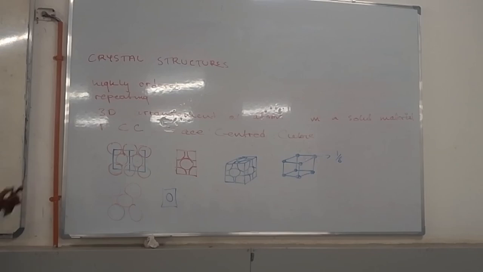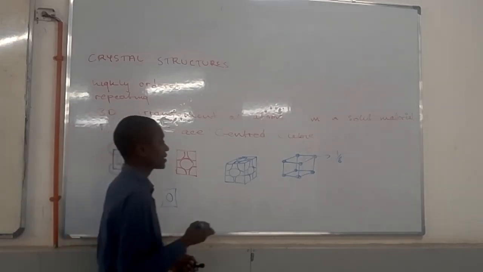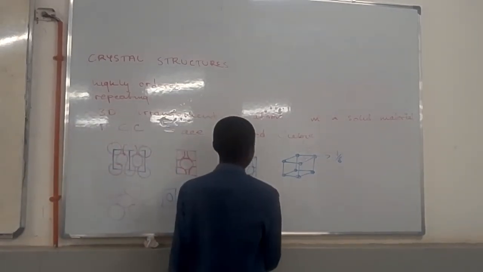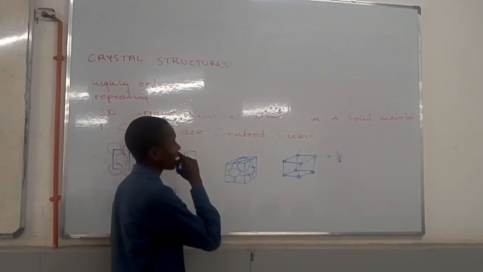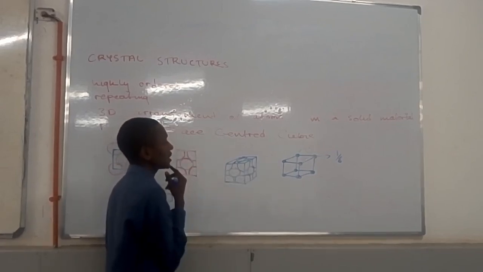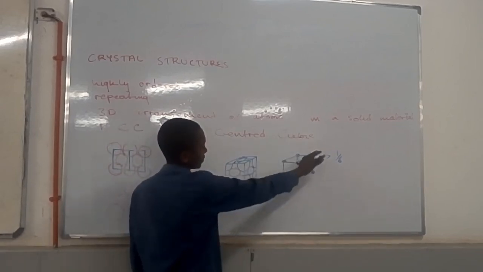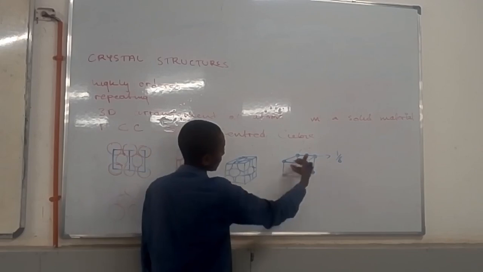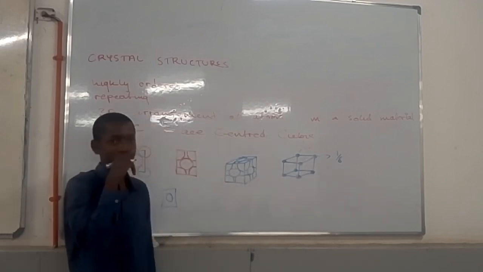Okay, so it has been cut in half. So at every face, this atom has got how many? This unit cell has got how many faces? 1, 2, 3, 4, 5, 6. There are 6 faces, right?